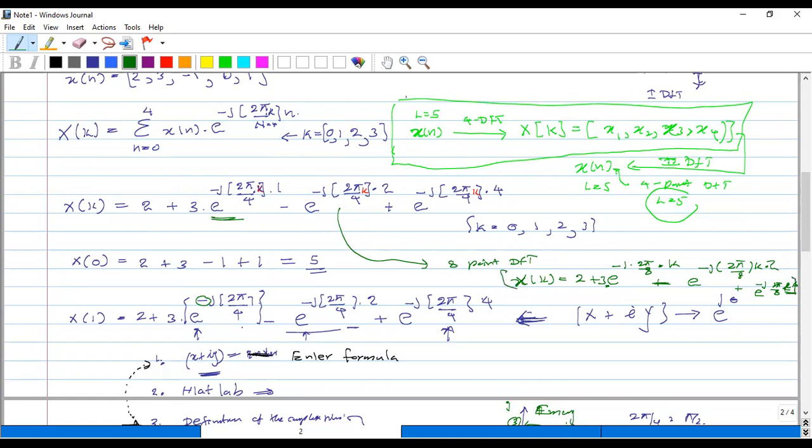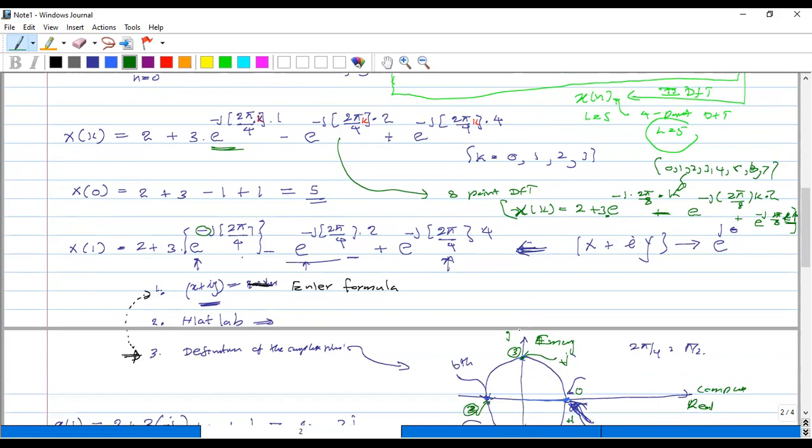So what you have to do, you can assign some value. So this k will be 0, 1, 2, 3, 4, 5, 6, 7. So there are 8 samples. So you can substitute this value for k, and you can calculate x0, x1, x2, x3.